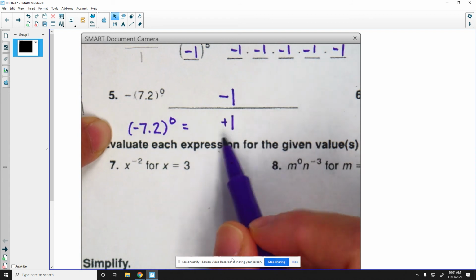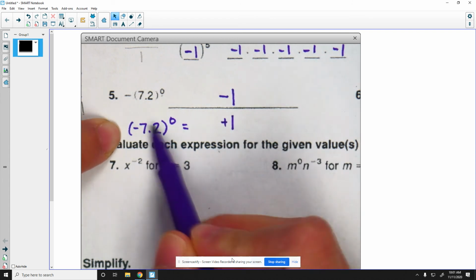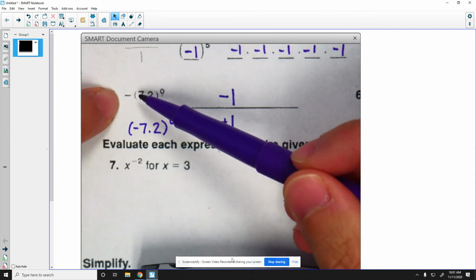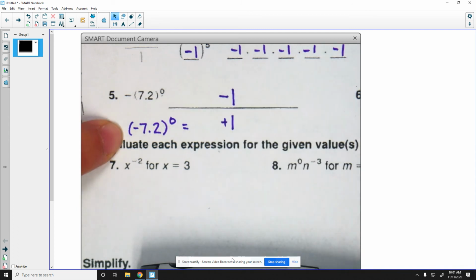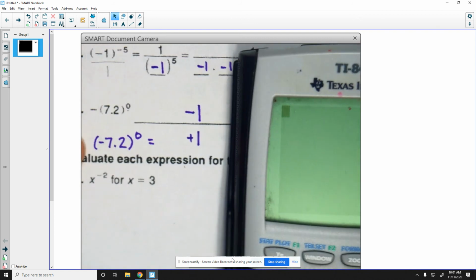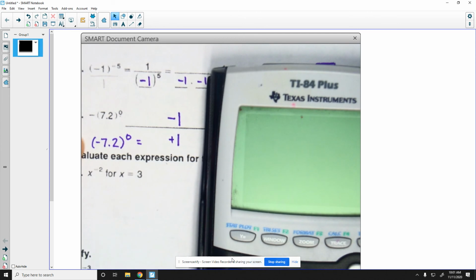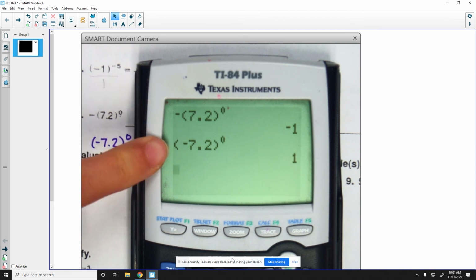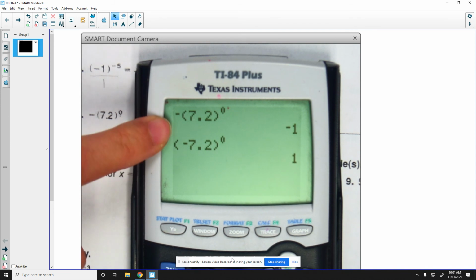The reason why this one is +1 is because it's saying anything which is -7.2 to the 0 power is going to equal always 1. But the reason why this one was -1 was because it was on the outside. If it's on the outside, you just stick it in at the very end. So notice how I type this on my calculator. If I have negative parentheses 7.2 to the 0 power, I get -1. But if I have -7.2 to the 0 power, I get +1. So there is a huge difference with parentheses and where you're putting your negatives.